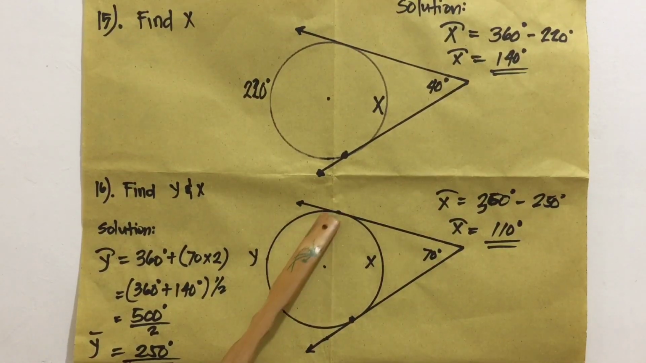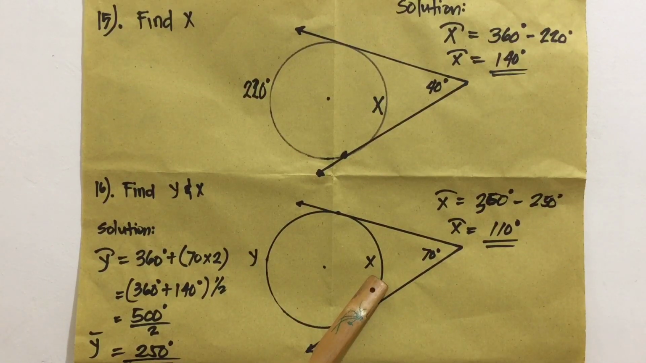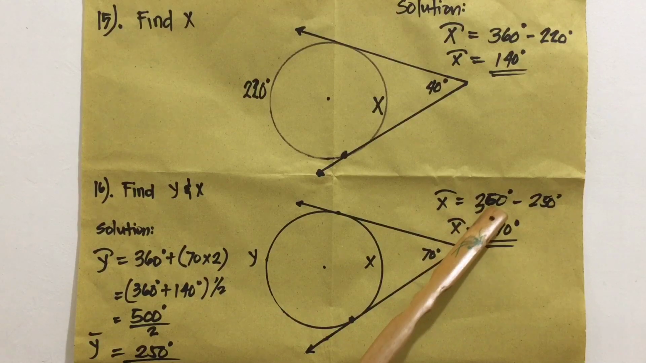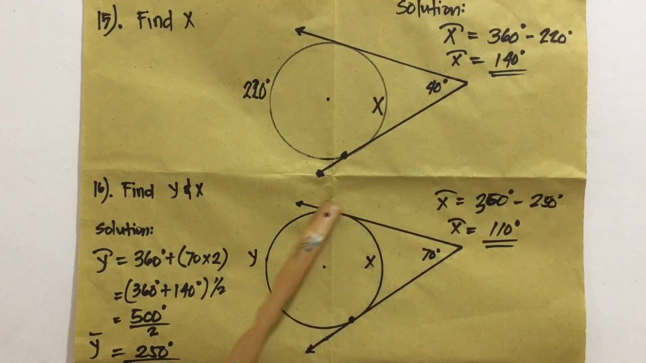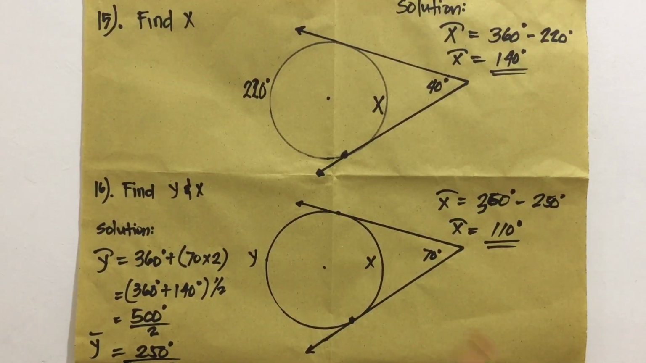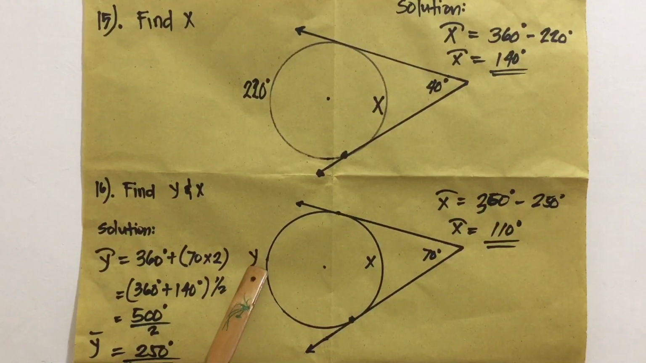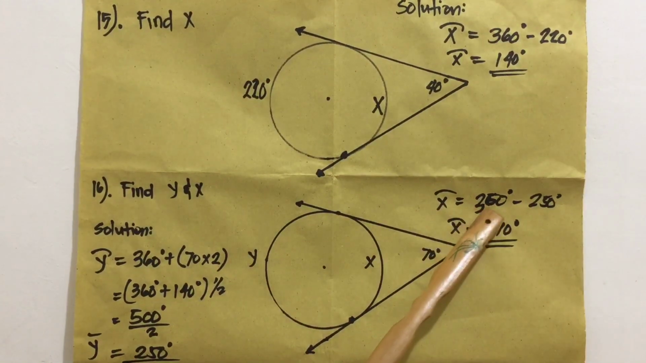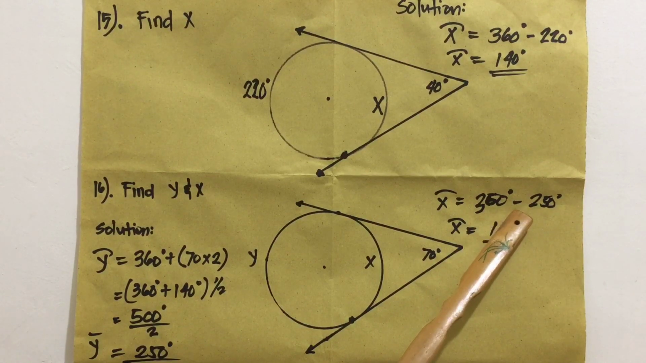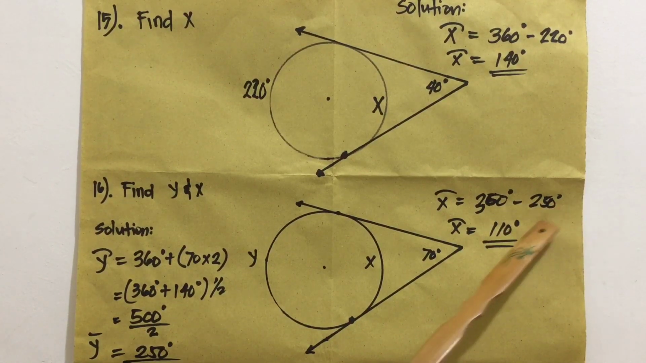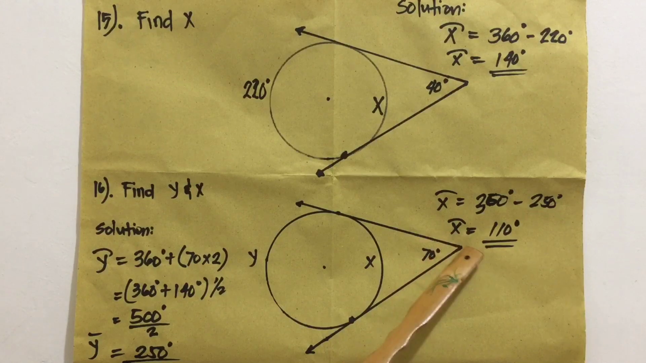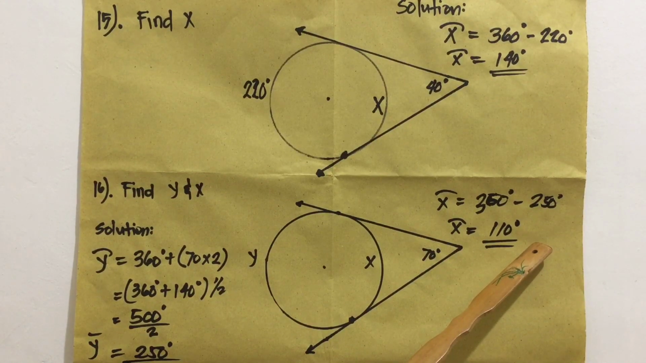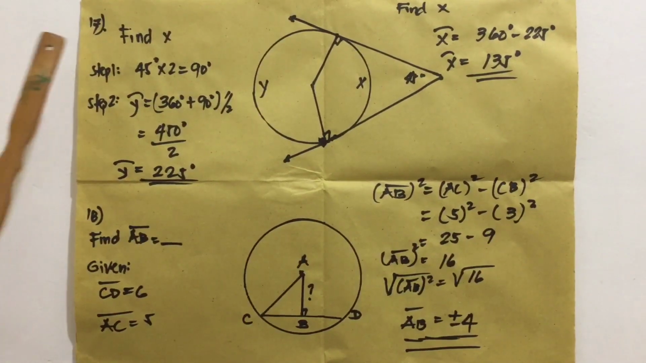So it's very easy to compute for the x, because our solution here, arc x equals, again, 360 degrees, our basis, which is the circle. Then we have to minus the value of y. The value of y is 250 degrees. That's why we have here 360 degrees minus 250 degrees, and the value of x now equals 110 degrees.